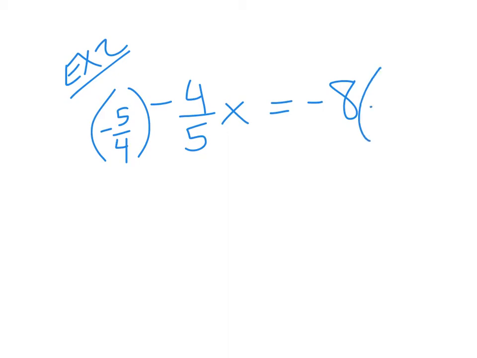Multiply by negative 8. Okay, because the 5 cancels and the 4 cancels like this. I'm left with just the x. And then I just multiply it. What's a negative times a negative? Positive. So we know our answer is going to be positive. So what's 8 times 5? It's 40. Divided by 4? It's 10.